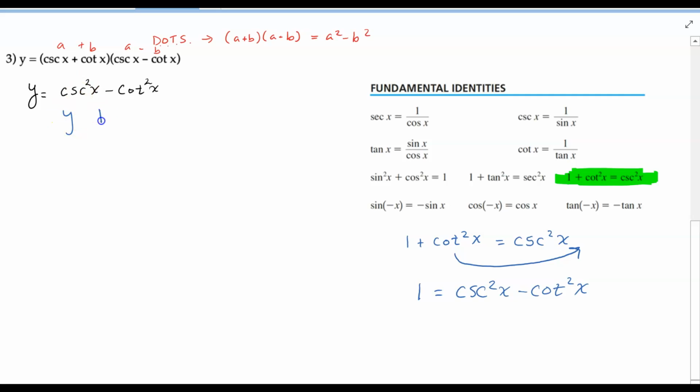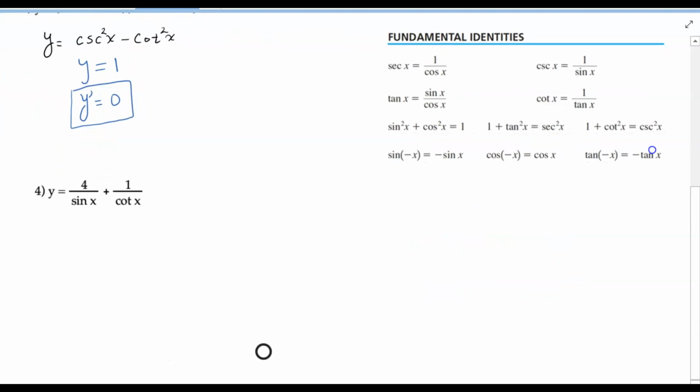So y equals 1. All right, y equals 1. And if I take the derivative of 1, well, the derivative of any constant is 0. So y prime equals 0. So that one is actually easily done. The derivative there of number 3 is just 0. It's actually kind of cool. All right, let's take a look at one more example.